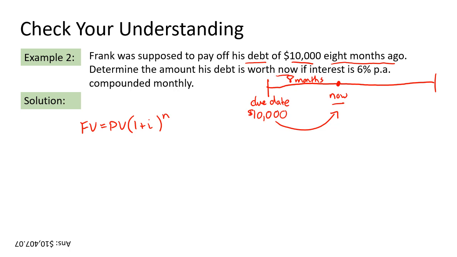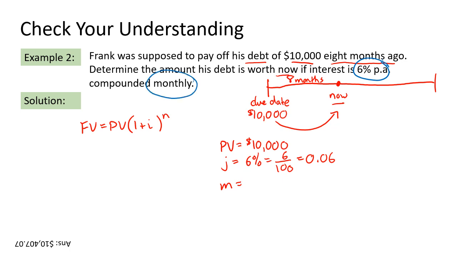So we start with what do we know? We know our present value, or the value when it was due, was $10,000. Our nominal interest rate provided in the question, okay, 6% per annum, and that's equal to 6 divided by 100, removing the percentage sign, which is 0.06. Our number of compounding periods, m, is also given in the question. It's compounded monthly. So if it's compounded monthly, there's 12 months in a year. So our number of compounding periods per year is 12.